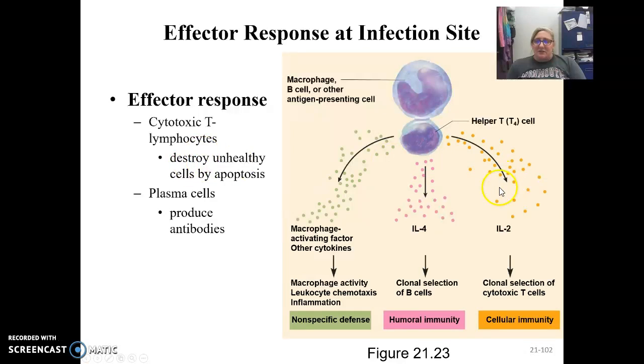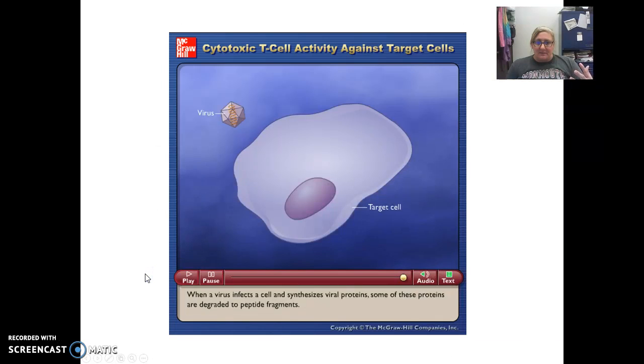Cytotoxic T cells destroy self cells, so that's over here, that have non-self associated. And then plasma cells, which would be right here, produce billions of antibodies that flood our system and inactivate the pathogens.